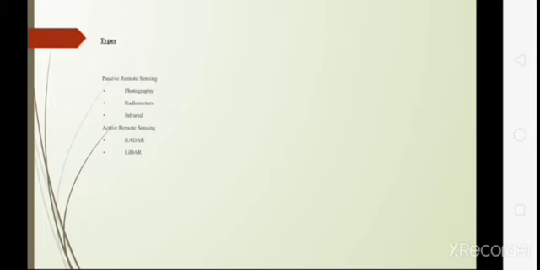Next, types. There are mainly two types of remote sensing. They are passive remote sensing and active remote sensing. Passive remote sensing is classified into three: photography, radiometry, and infrared. Active remote sensing is classified into two: radar and lidar.